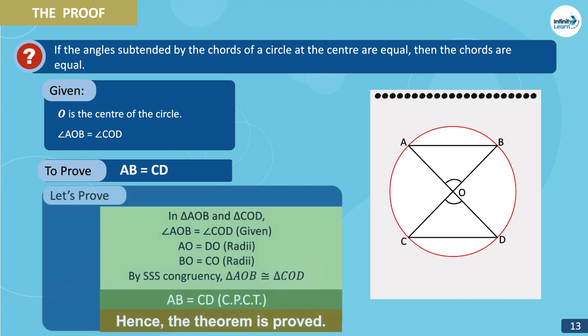So what to prove? AB equals CD. Similarly, देखो AO is equal to OC, OB equals OD, and angle AOB equals angle COD. तो by side angle side criteria, ठीक है, यहाँ पे side angle side criteria, the two triangles are congruent. Therefore, AB is equal to CD by CPCT.